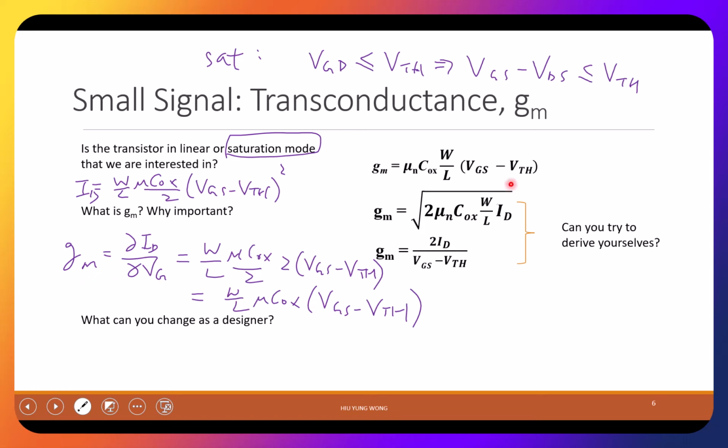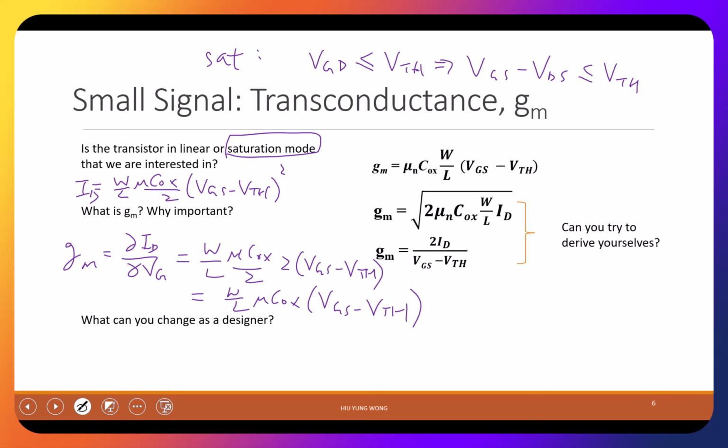So this is the equation shown here. You can try to derive this by plugging the equation in here. They are equivalent, these three definitions of gm. Okay. Now gm is very important because it's related to the gain, right? So as a circuit designer, this is the gm. What can you change in order to change the gm?